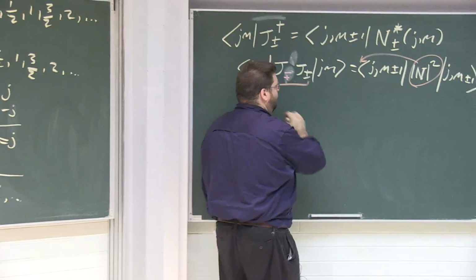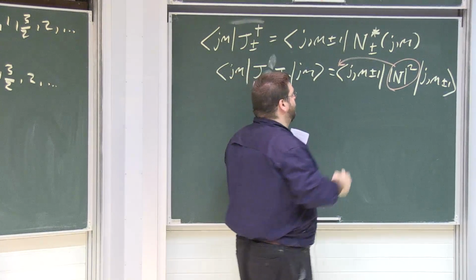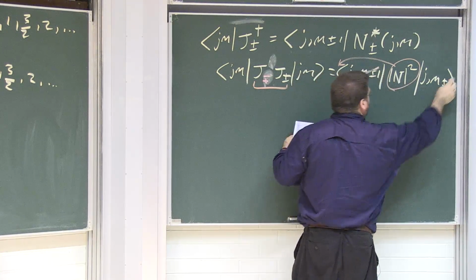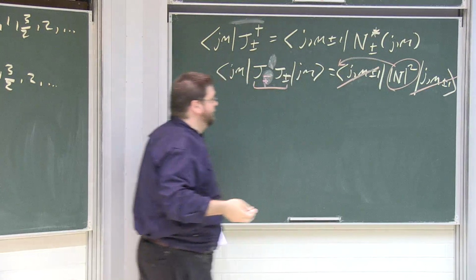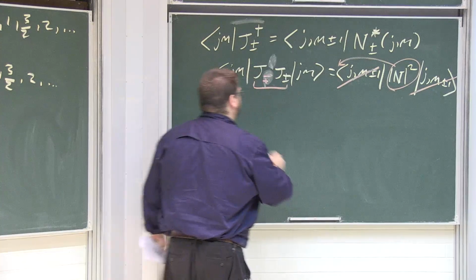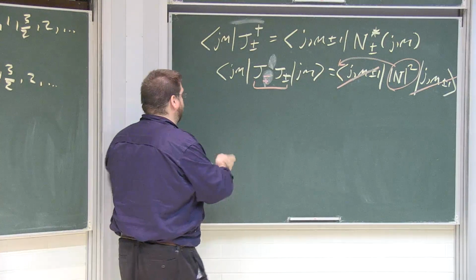Now I'll put that fact to one side for a moment. Here I'm factoring out the n squared, and when I pull out the n squared, I'll get ⟨j, m±1| j, m±1⟩ bracketed with itself, which is 1 because these things are normalised. So let me take the square root of this expression, and I end up with the magnitude of n.